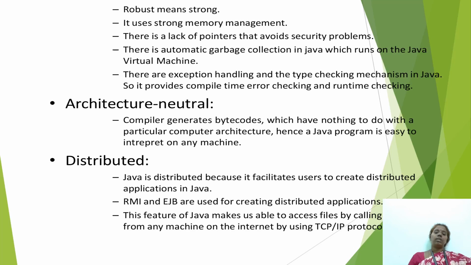So we have seen RMI and EJB are used for creating distributed applications. These features of Java make us able to access files by calling them from any machine on the internet by using the TCP/IP protocol.